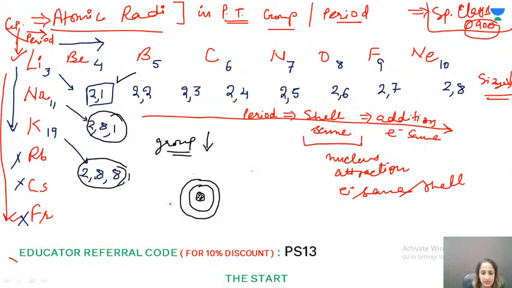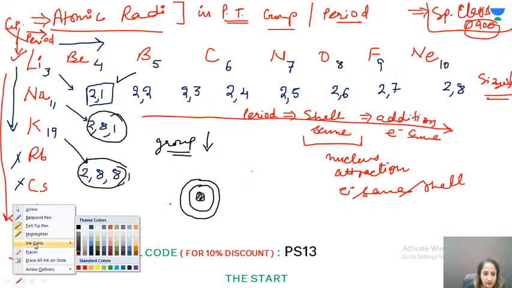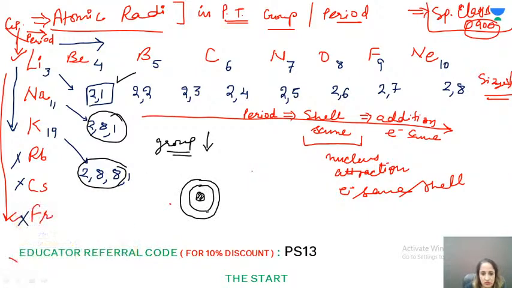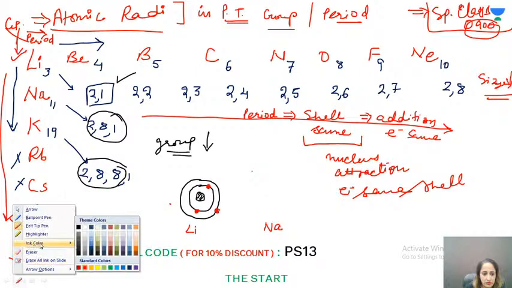electronic configuration is like this. In lithium you have 2 electrons here, 1 electron in the outermost shell. All right, so this is your lithium. But let's say in case of sodium, what will happen? In sodium, change the color.